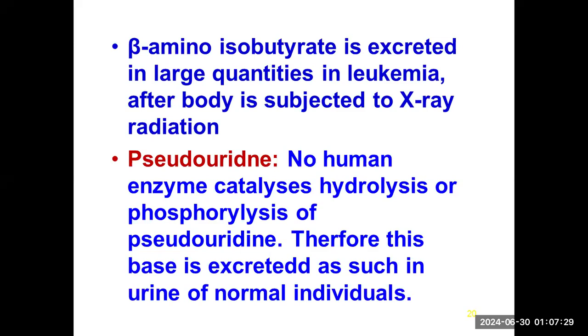Pseudouridine is another nucleotide which is present in RNA, especially in tRNA. No human enzyme catalyzes hydrolysis or phosphorylation of pseudouridine. Therefore, this base is excreted as such in the urine of normal individuals.